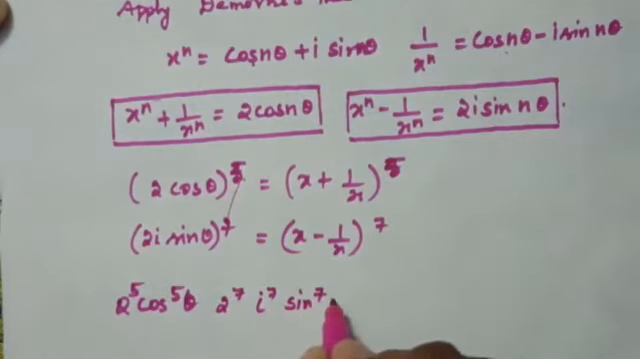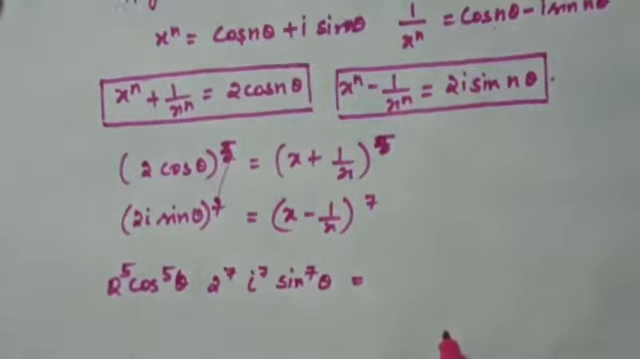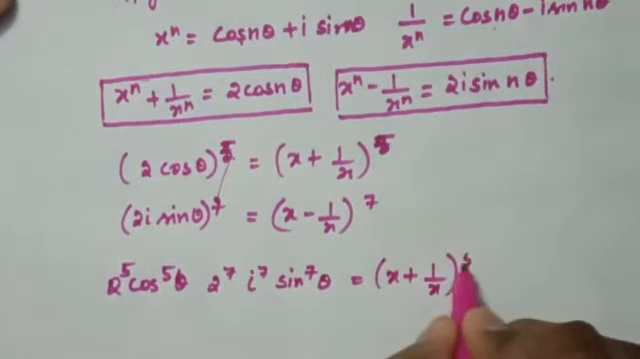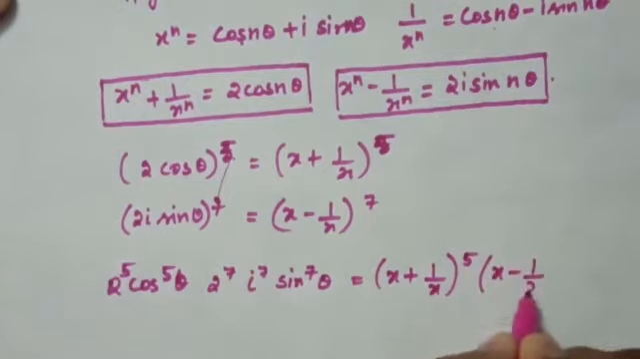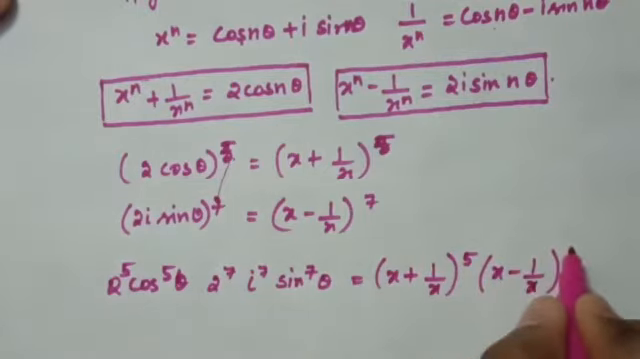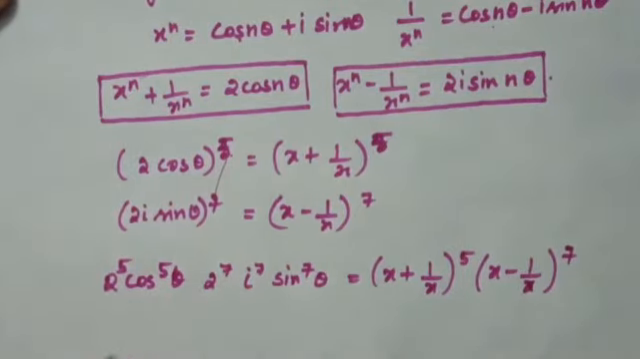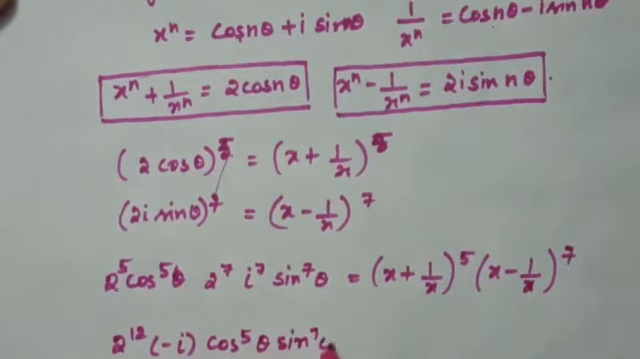sine power 7 theta is equal to (x plus 1 by x) the whole power 5 into (x minus 1 by x) the whole power 7 you will get. So 2 power 5 and 2 power 7 will become 2 power 12, and i power 7 is minus i. So you will get cos power 5 theta sine power 7 theta.